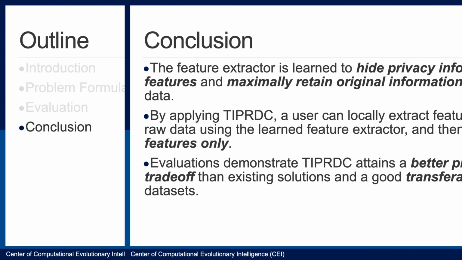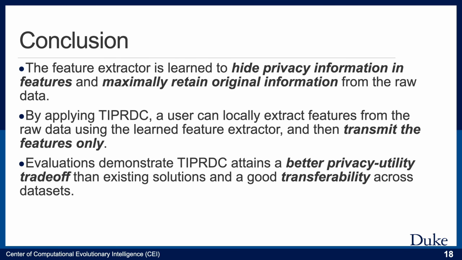To conclude our work, the feature extractor is learned to hide privacy information in features and maximally retain original information from the raw data. By applying our method, a user can locally extract features from the raw data using the learned feature extractor, and then transmit the features only. Evaluations demonstrate our method attains a better privacy-utility trade-off than existing solutions, and a good transferability across datasets.